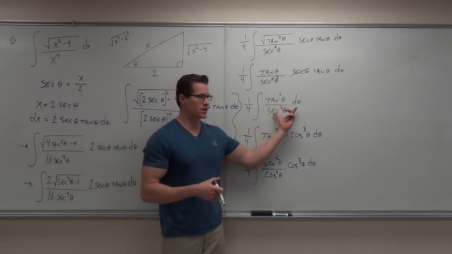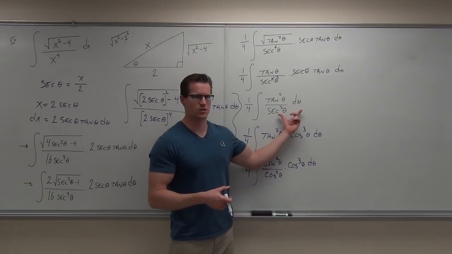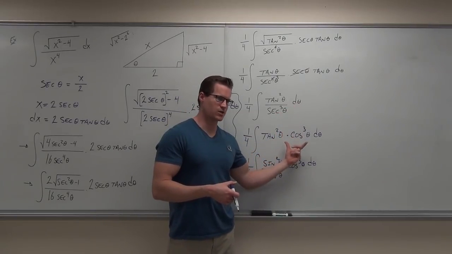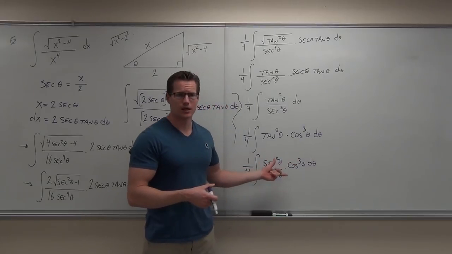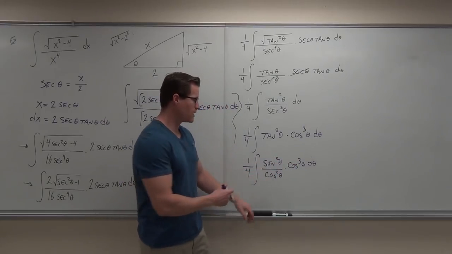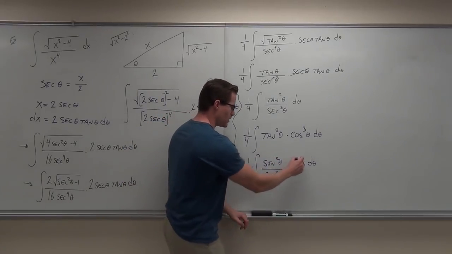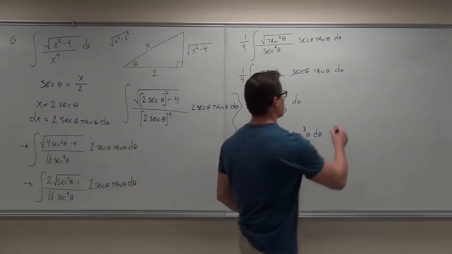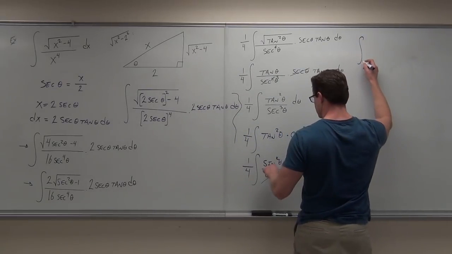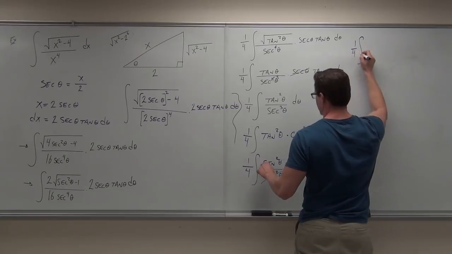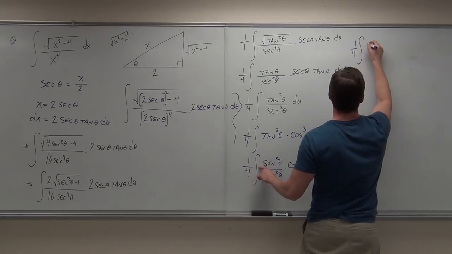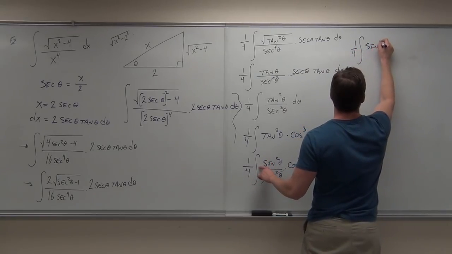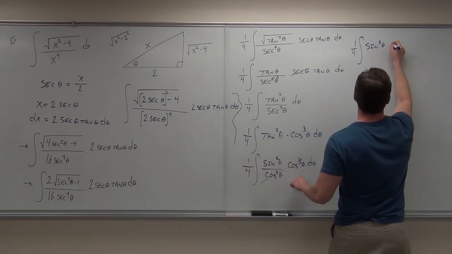Otherwise, man, you get stuck. Yeah, what am I going to do here? Substitution ain't going to work. Try changing it into sines and cosines. Once you do that, maybe you get lucky and get something that you can really work with. Here, this is really nice. All but one of those is gone. Sorry, I forgot the 1/4. We have 1/4 integral of sine squared theta cosine theta.